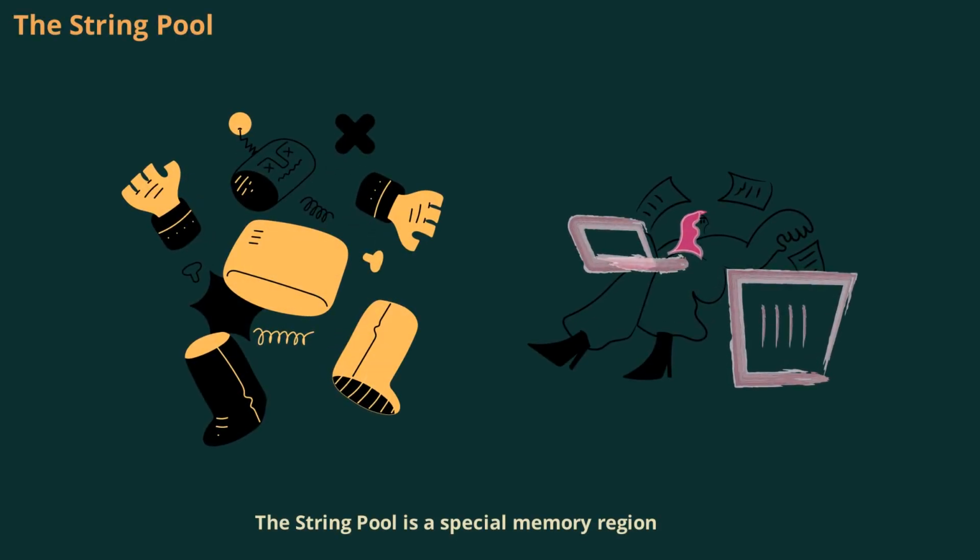String pool is a special memory region in the Java heap where string literals are stored. When you create a string literal, Java checks if an identical string already exists in the pool. If it does, it reuses the reference, saving memory and improving performance. Creating a new string object with new always allocates a new object on the heap, even if the value is the same. This distinction is important for both memory management and object comparison in Java.